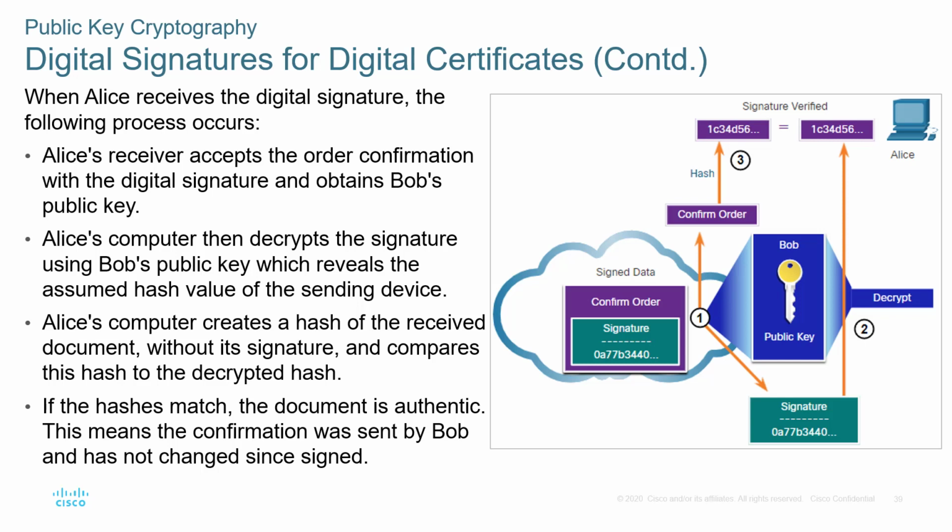They will verify the hashes are the same. If they are the same, then they will move forward. If the hashes match, the document must be authentic. That means the confirmation was sent by Bob and has not changed. Thus, the order is complete.